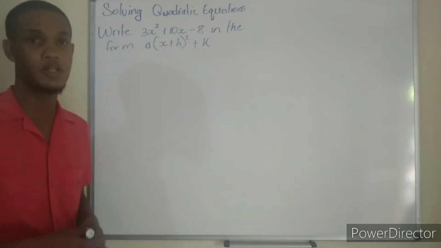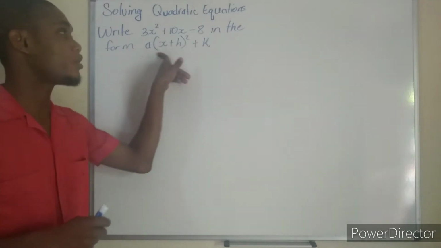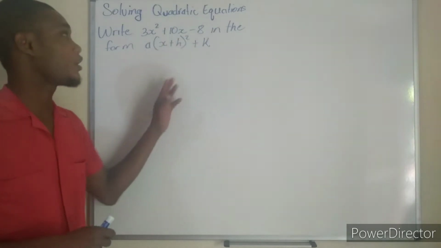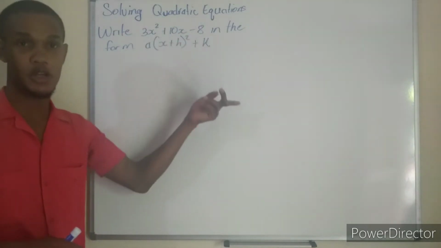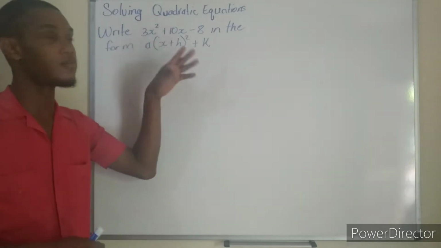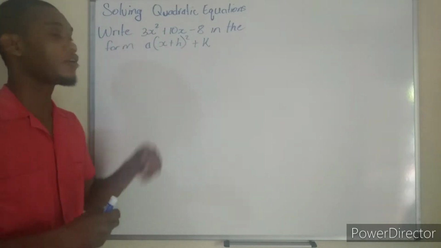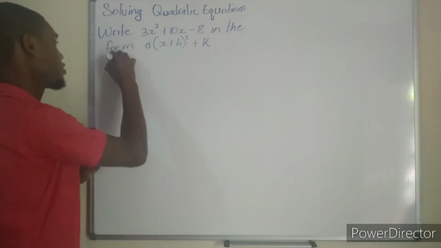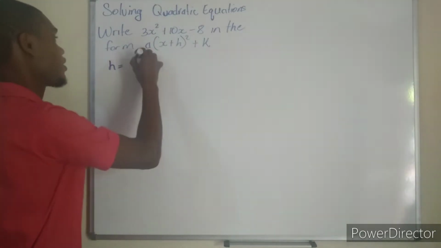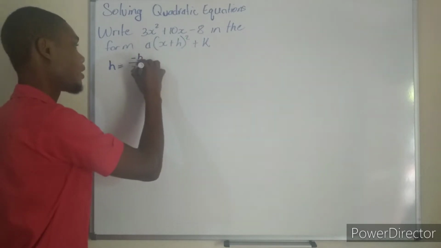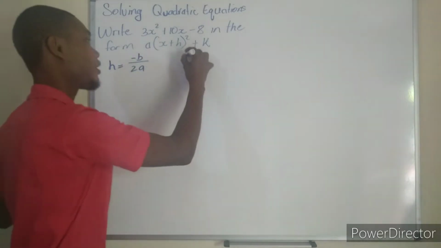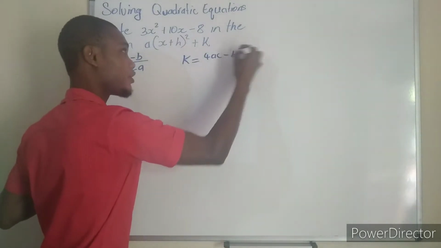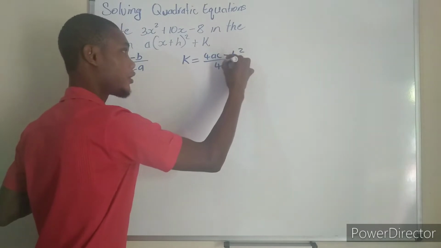There are multiple ways to do it. Well, there are two ways to do it, but it will eventually come back in this form. One way to get it in this form is to equate the equation you are given to 0, and then you solve and do a lot of extra work. But there is a simple formula: h is equal to negative b divided by 2a, and k is equal to 4ac minus b squared all over 4a.